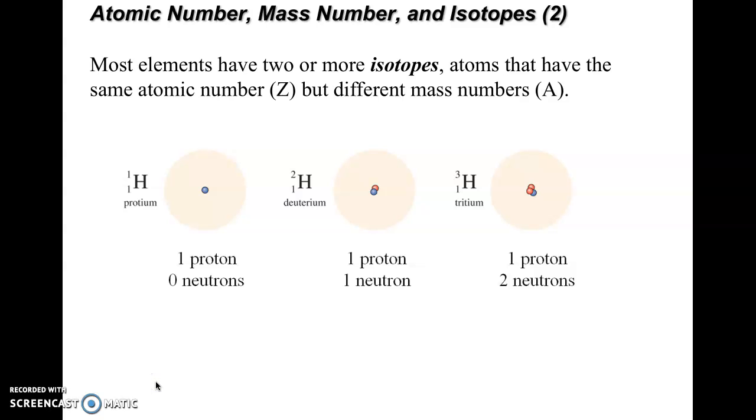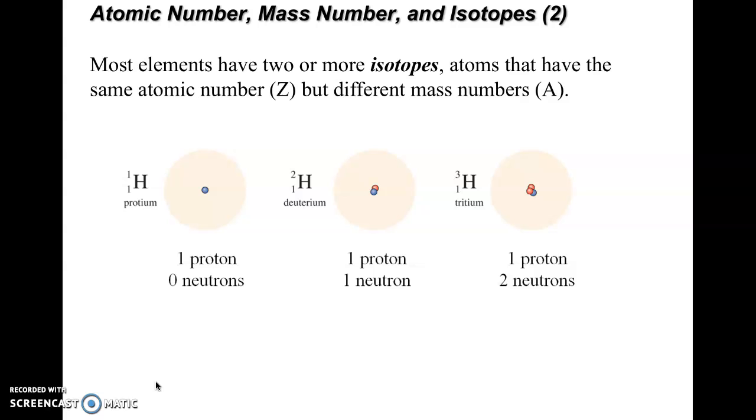Now, the fact of the matter is that most elements have more than one isotope, meaning they all have the same atomic number of protons, but they can have varying numbers of neutrons. And here's an example of hydrogen. You have hydrogen that just has 1 proton. You have deuterium that has 1 proton and 1 neutron, and tritium that has 1 proton and 2 neutrons.